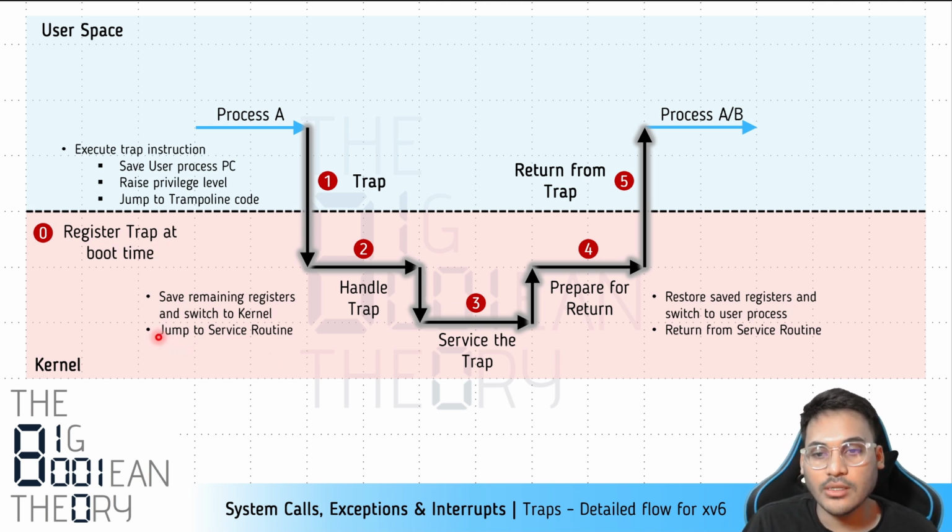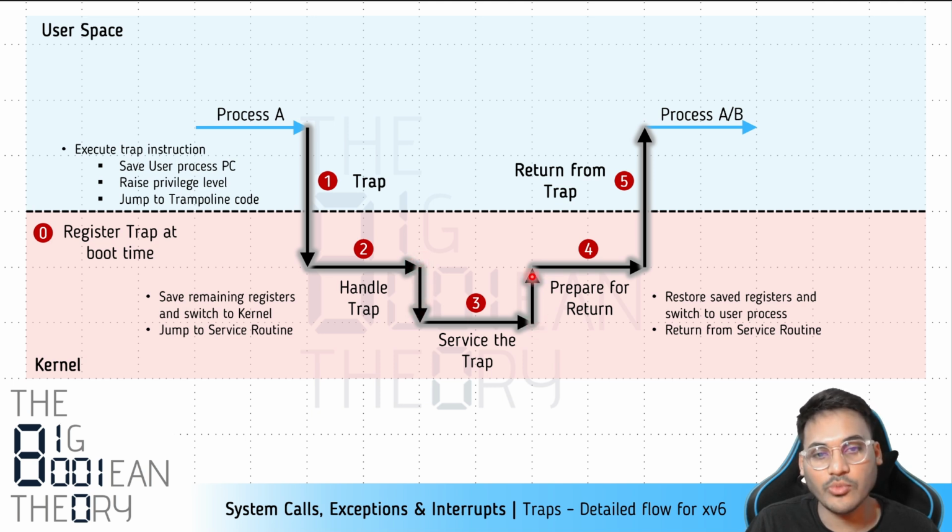We basically jump to the service routine. From the trampoline, we call the trap handler. The trap handler determined the cause of the trap and invoked the service routine. So from the trampoline, we had gone to the service routine. This is the jump from the trampoline to the service routine.